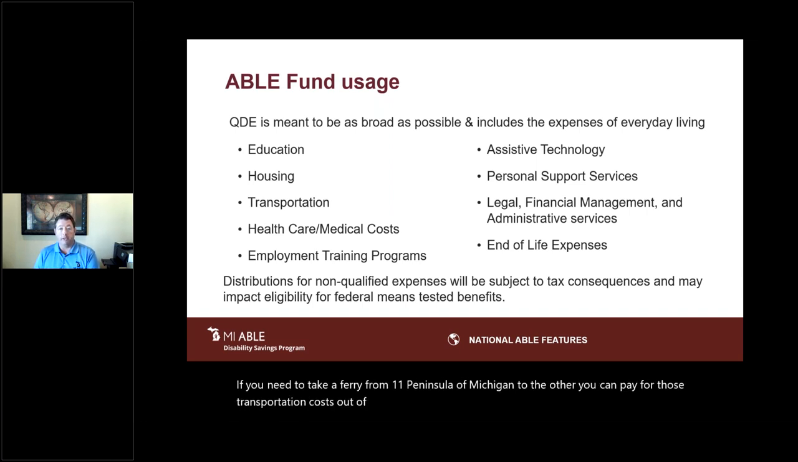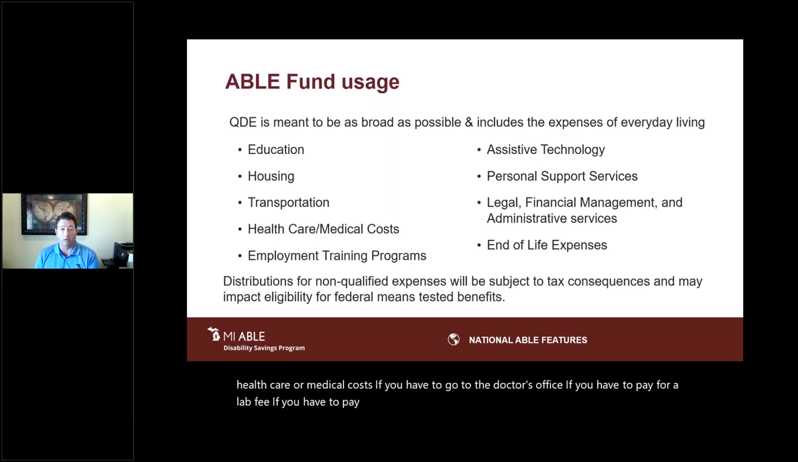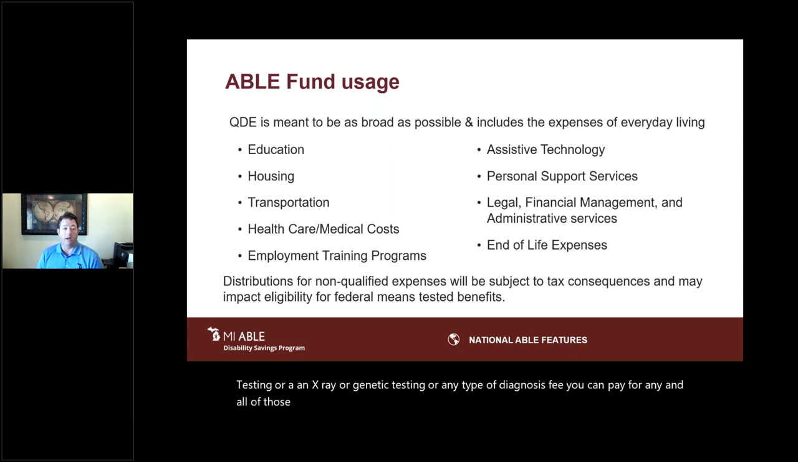ABLE accounts can also be used to pay for any healthcare or medical costs. If you have to go to the doctor's office, if you have to pay for a lab fee, if you have to pay for any diagnostic or testing or an x-ray or genetic testing or any type of diagnosis fee, you can pay for any and all of those expenses out of an ABLE account as well.